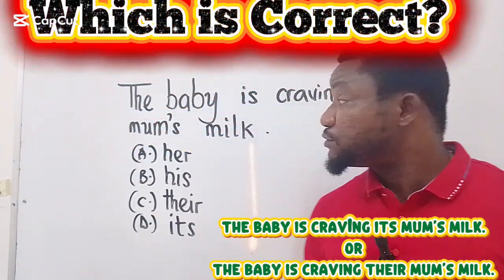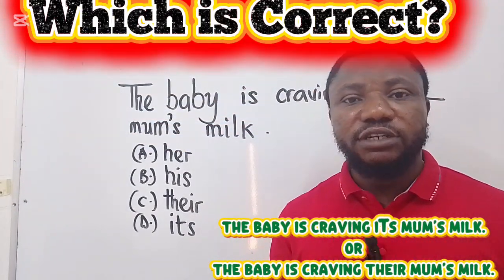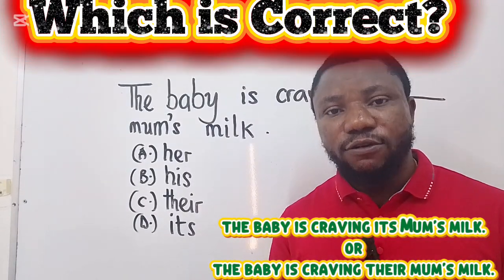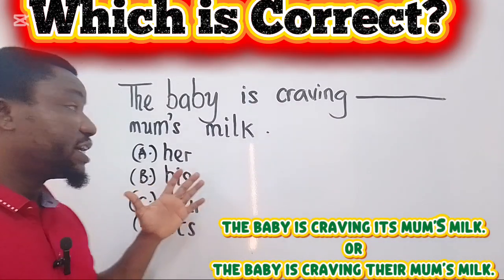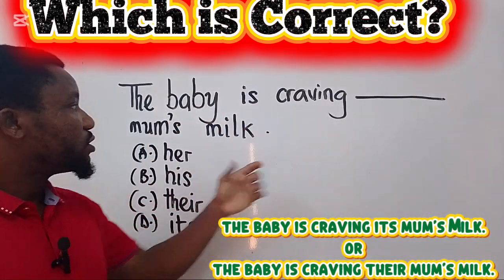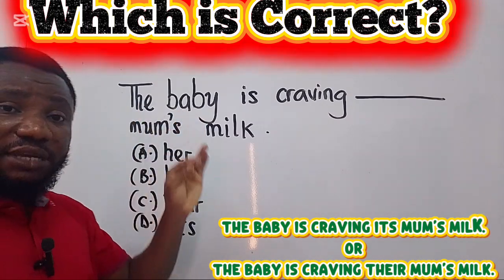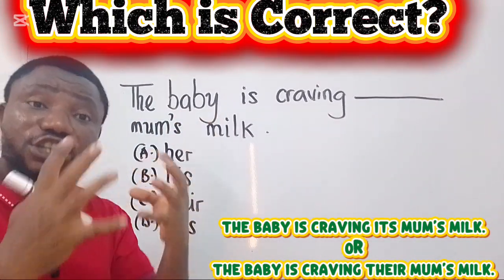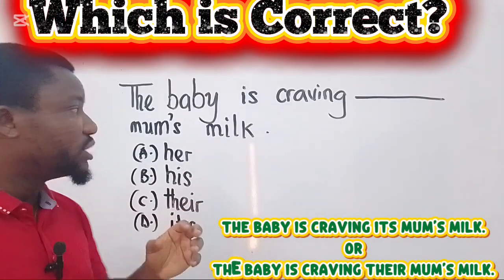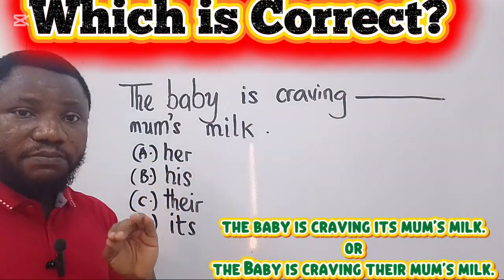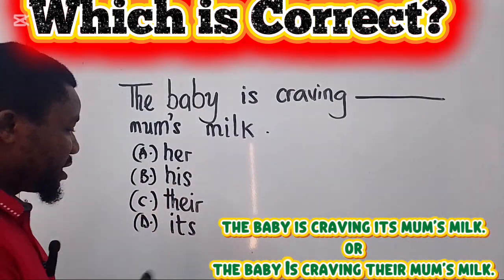I'll be dissecting this question from two perspectives. The first is from the point of view of traditional grammar, while the second approach will be to look at it from the angle of modern grammar. Now, when you have a sentence like this, where a baby is talked about and the gender of the baby isn't revealed, according to traditional grammar, the right possessive determiner, the right possessive adjective to use is its.